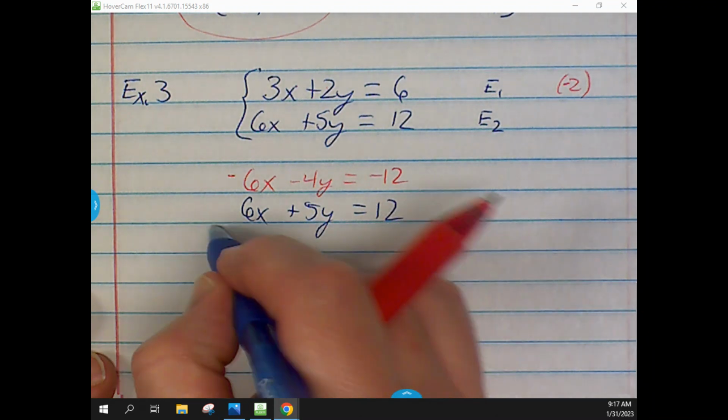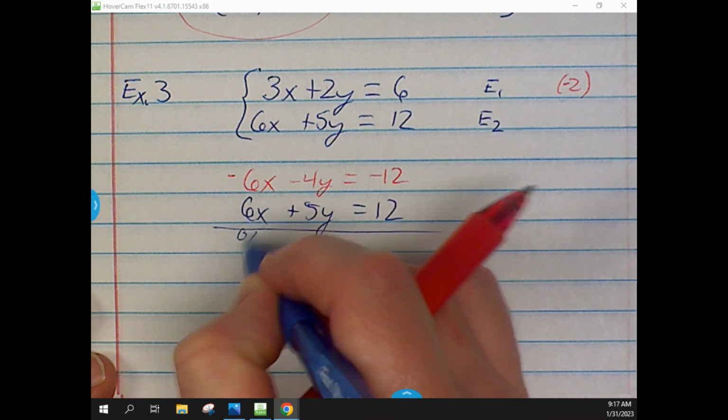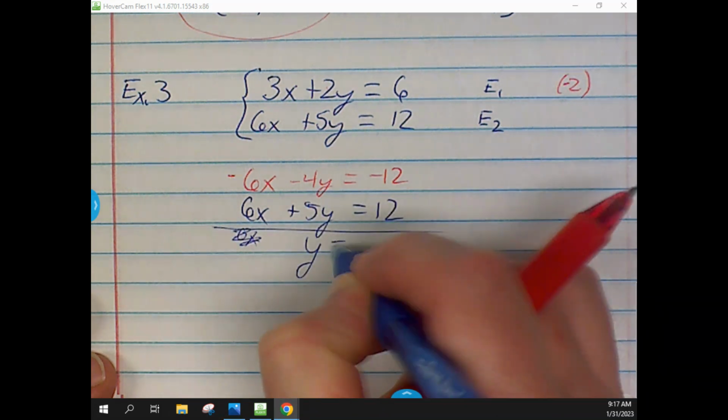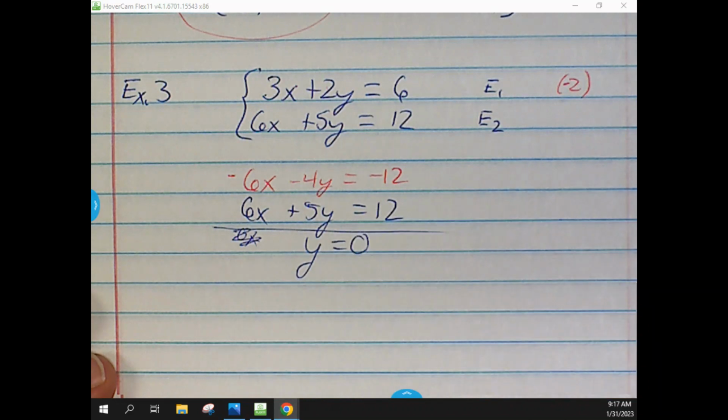All right, so I'm already hearing some zeros out there. So 6 minus 6 is 0x. That's out. That's gone. 5 minus 4 is 1y equals 0. And there you go. We just got y equals 0.